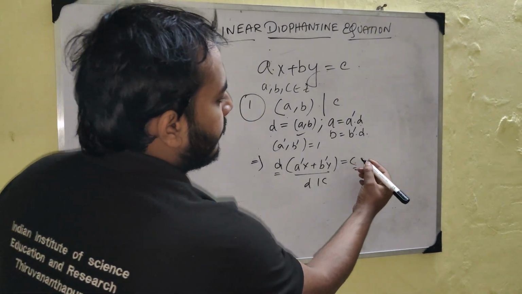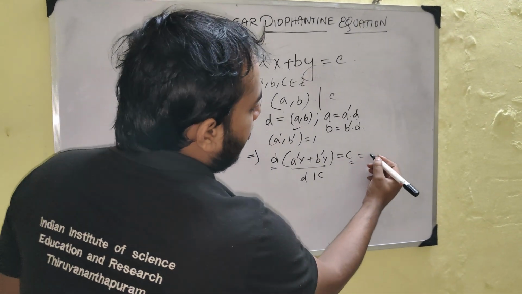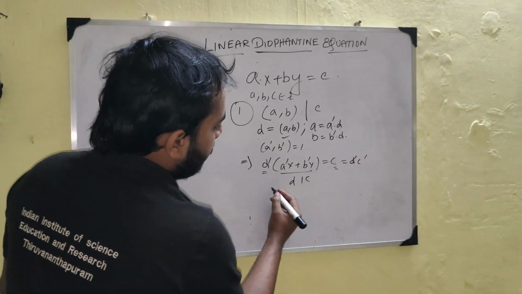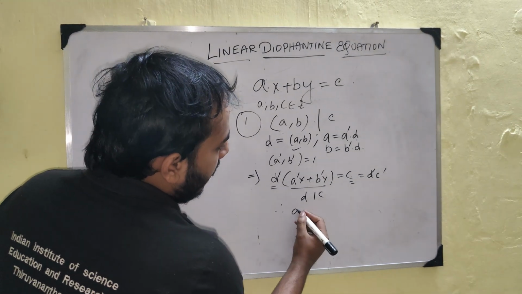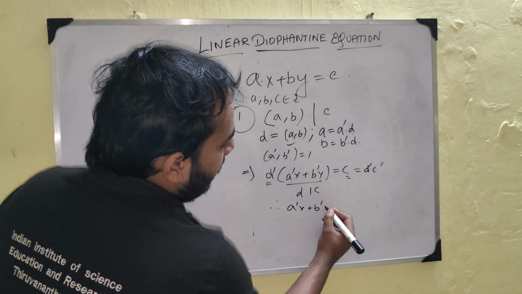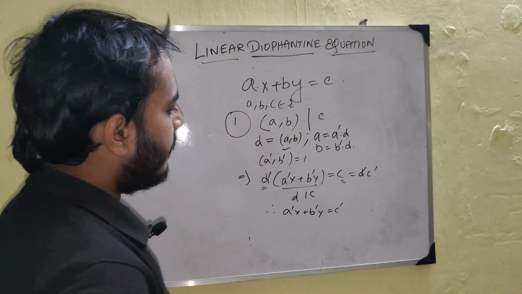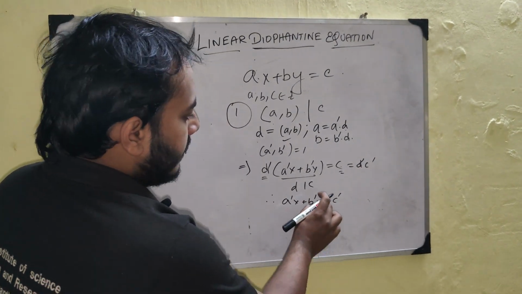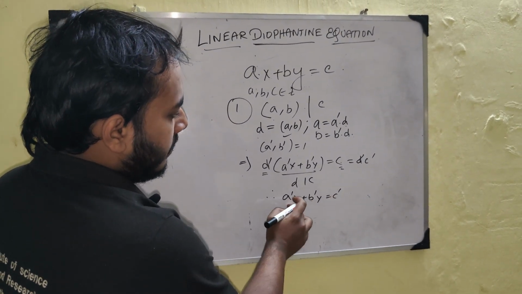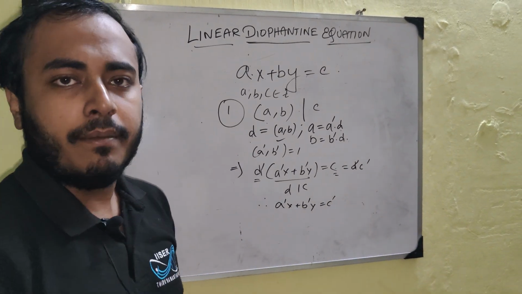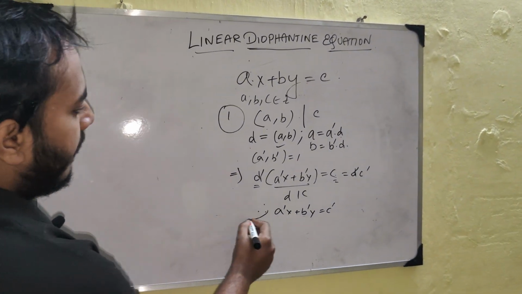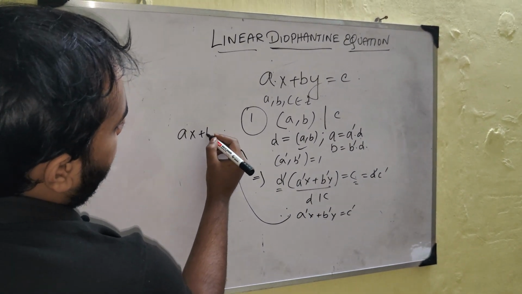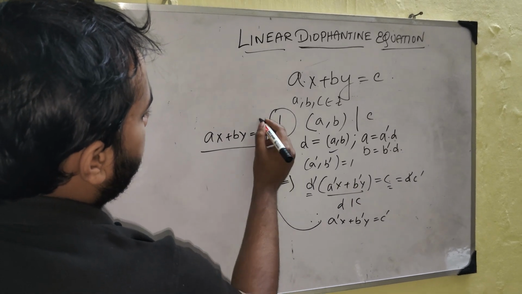Done. Now, if d actually divides c, then c can also be written as d into c prime, right? And now d will cancel off from both sides and you simply get the equation a prime x plus b prime y is equal to c prime. And now this c prime will divide a prime and b prime both, which means this reduces to the fact that you can simply write this equation as ax plus by equals to 1 in a simpler form.